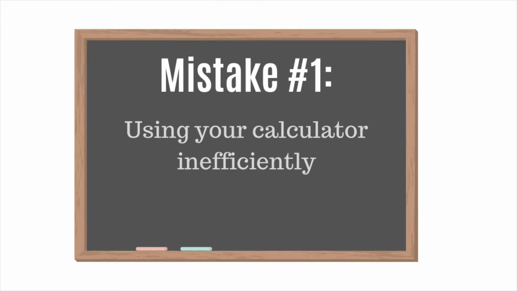Let's get started. Mistake number 1, using your calculator inefficiently. One of the little known secrets of the ACT math section is that you actually don't need a calculator in order to get through all of the questions in the time that is required. A calculator is just a helpful tool in order to get you through it a little bit faster.